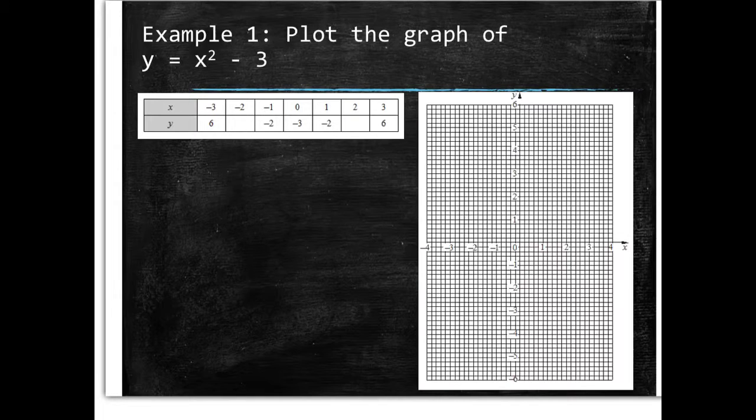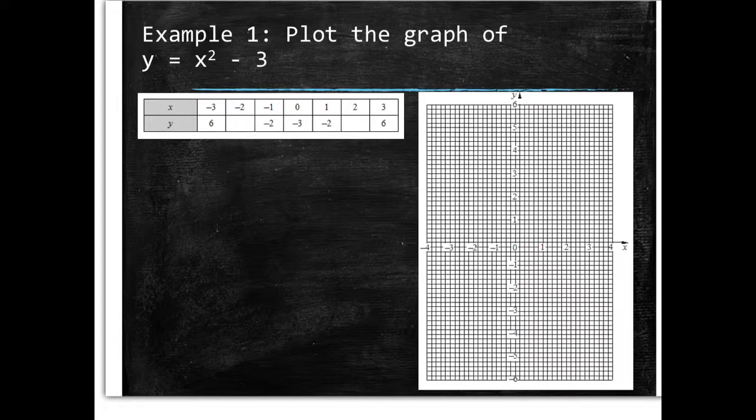Okay, let's have a look at a first example. A typical format of what an exam style question might look like. It says we're going to plot the graph of y equals x squared minus 3. You can see here that you'll be given a table of values. In this case it's partially completed, and we've been given some graph paper as well, ready to have a go at plotting these points on.